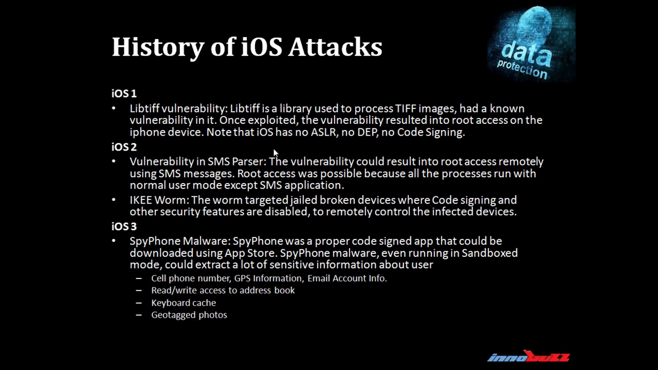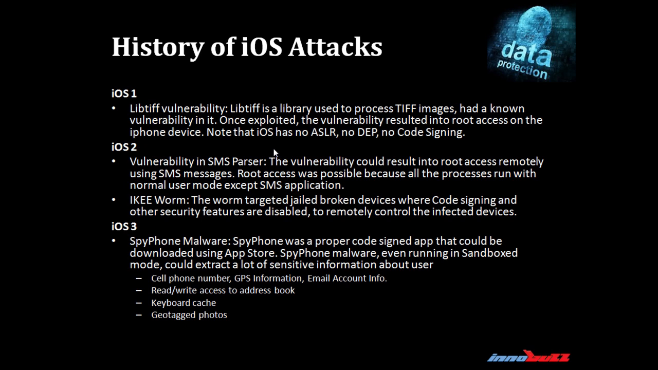Let us now go through a history of iOS attacks. For iOS 1, we had a vulnerability called libtiff. Libtiff is a library used to process TIFF images, which had a known vulnerability in it. Once exploited, the vulnerability resulted in root access on the iPhone device. Note that iOS has no ASLR, no DEP, and no code signing.